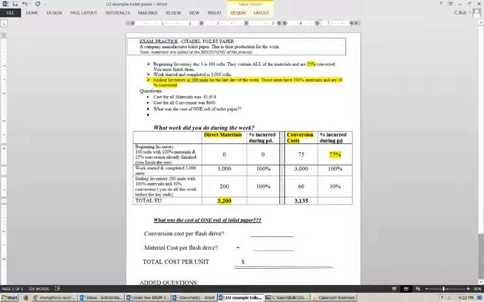Next, with the 200 that are left on the last day of the week, I do this work myself. So the 30% is what I add to the 200. Now let's take this one quick step further.